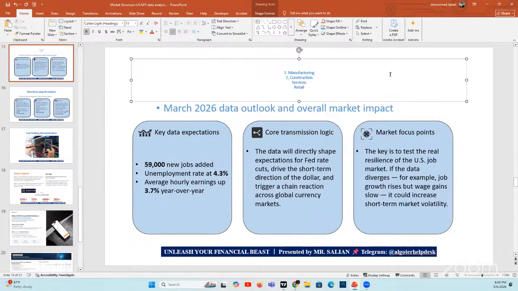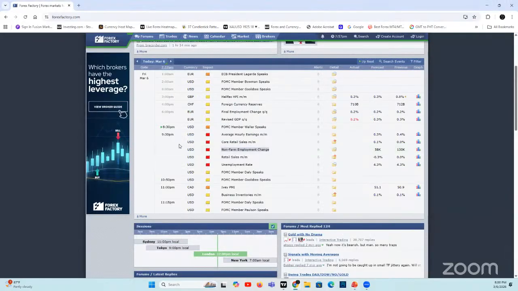Usually at 8:30. Let's check. Because of daylight savings time it is 9:30. But when we switch to daylight savings time, it will be 8:30 again. But now it's 9:30. So this is one of the most important news events in forex. Why do traders like this so much? Because this really moves the market, especially gold.